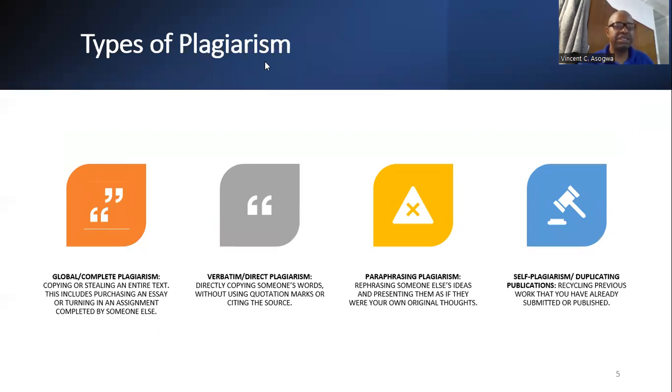Types of plagiarism. The first one is global or complete plagiarism. This is copying or stealing an entire text. It includes purchasing an essay or turning in an assignment completed by someone else.